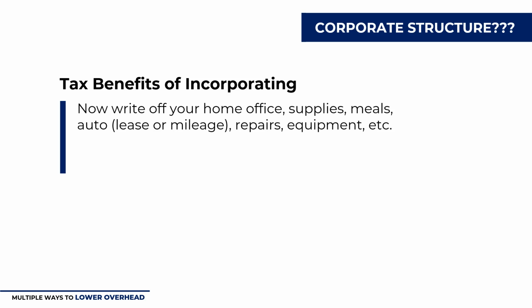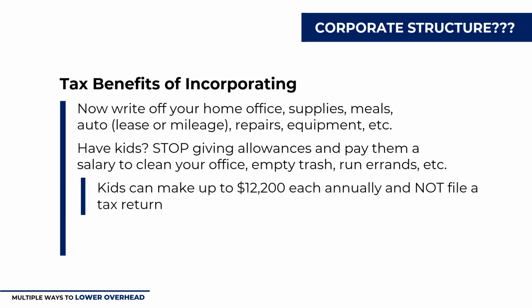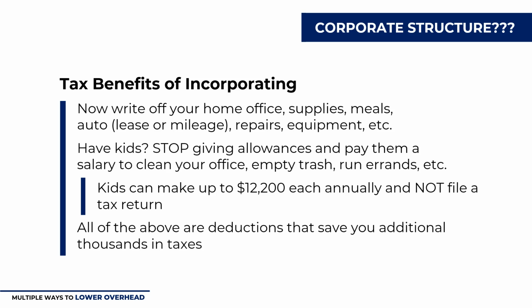Hey, how about this? Do you have kids? Stop giving them an allowance and instead put them on your payroll. Pay them a salary to clean your office, empty trash, run errands, and so on. As long as these are expenses you would normally have to pay someone to do for you, and they are reasonable for the age of the child and the hours worked, they become legitimate deductions. In the U.S., kids can make up to $12,200 each annually, and they do not have to file a tax return. All of the above are deductions that save you additional thousands in taxes.